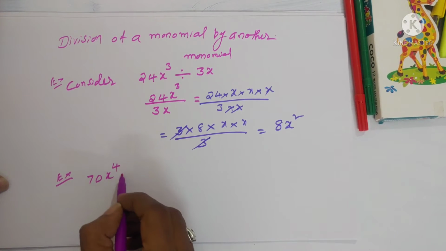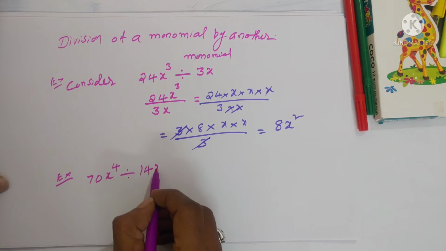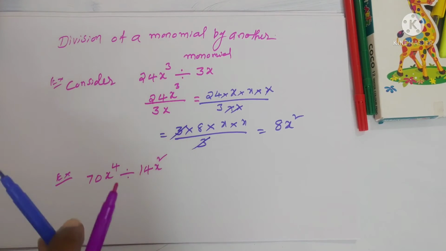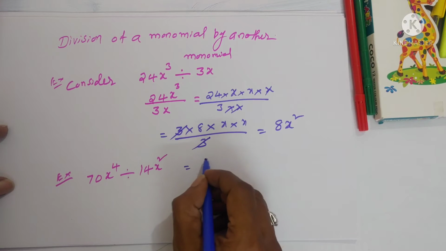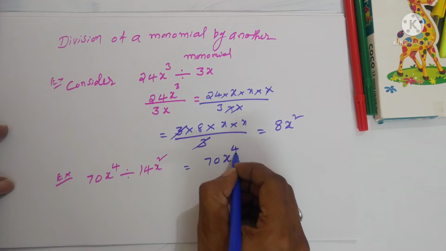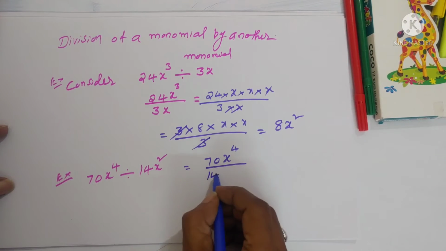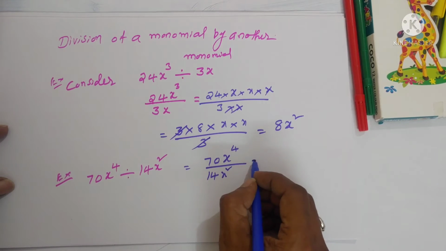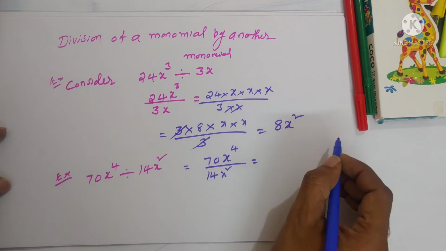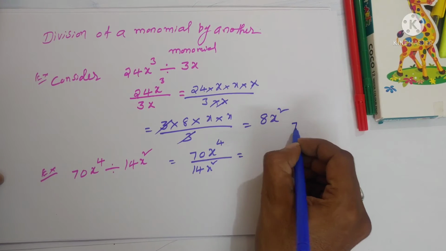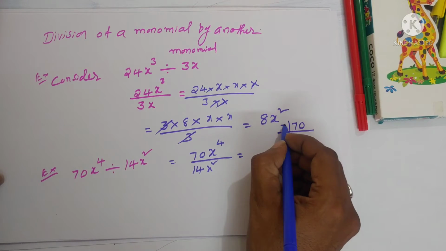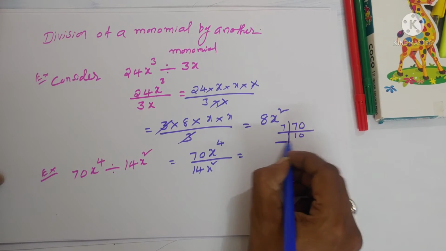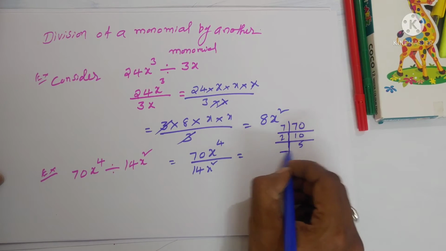70x power 4 divided by 14x square. Okay, children. So to do this, simply write it in the form of a fraction, 70x power 4 by 14x square. For clear understanding, take the prime factorization of 70 to factorize this. So we get 7 tens are 2 fives are 5 ones are.